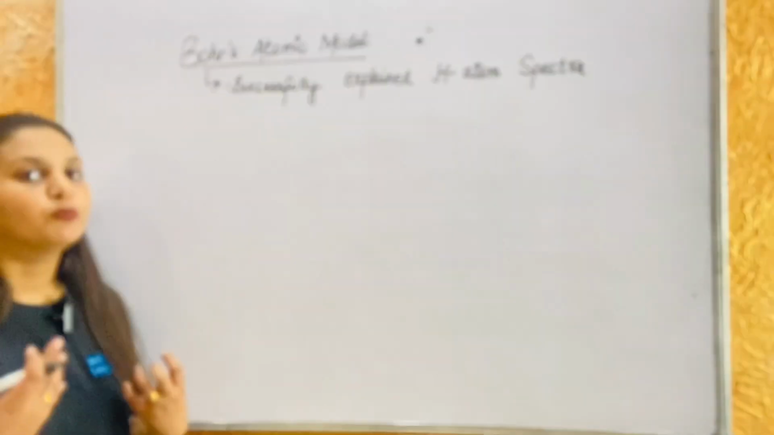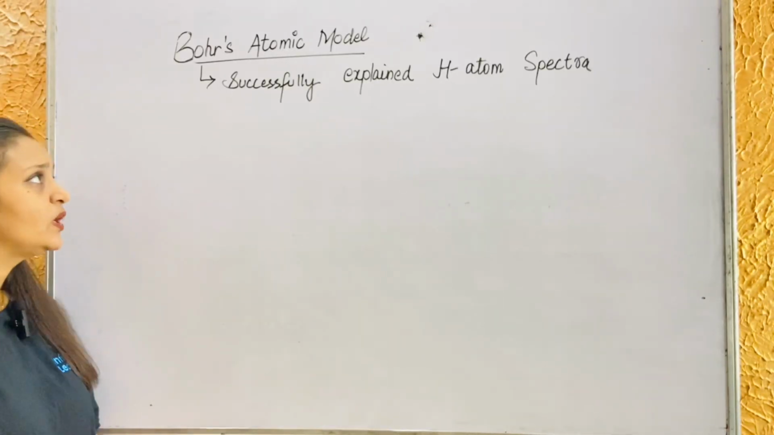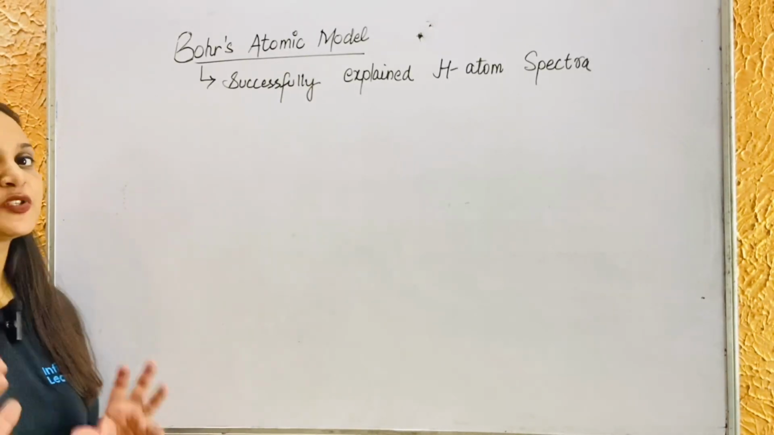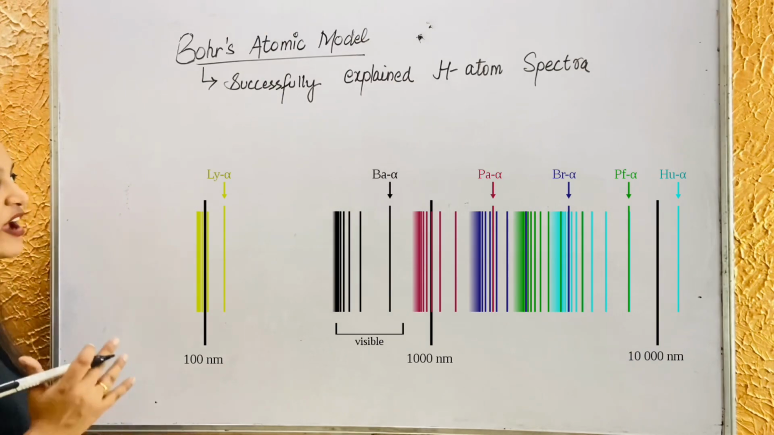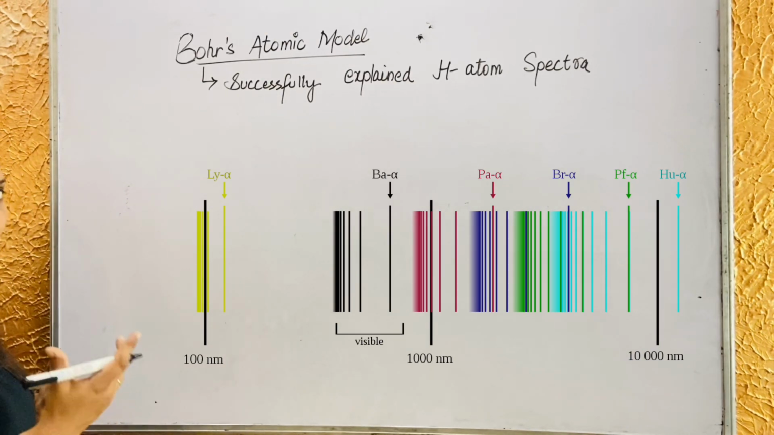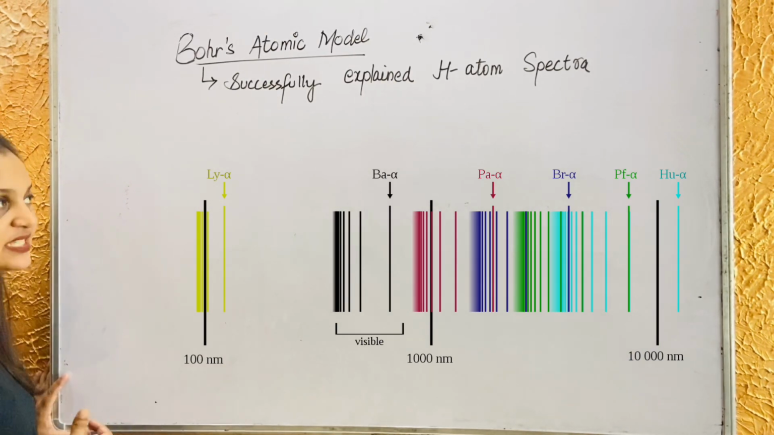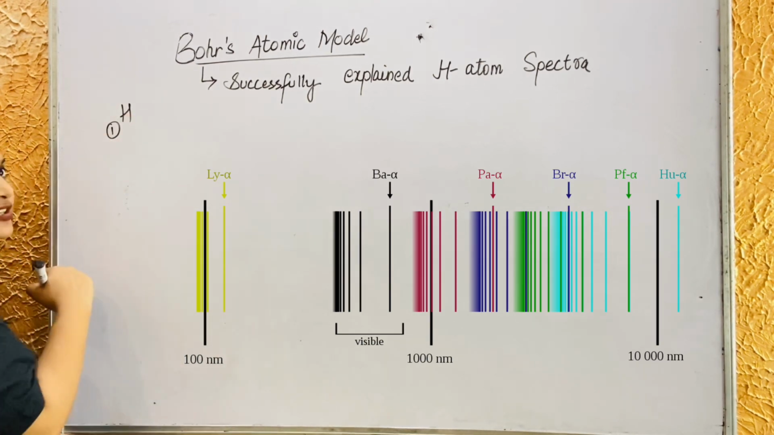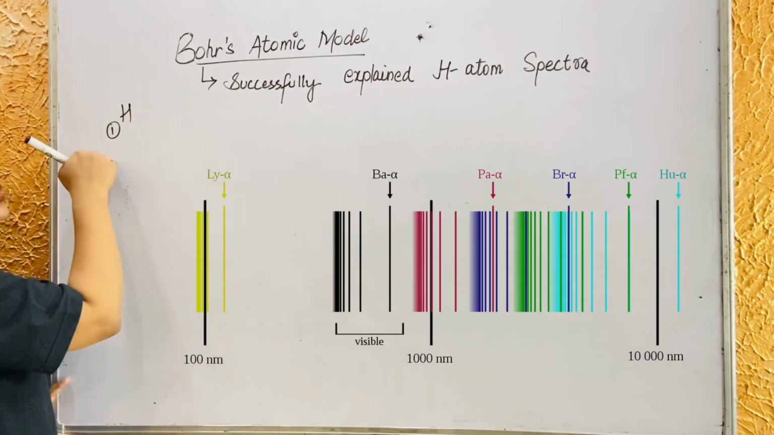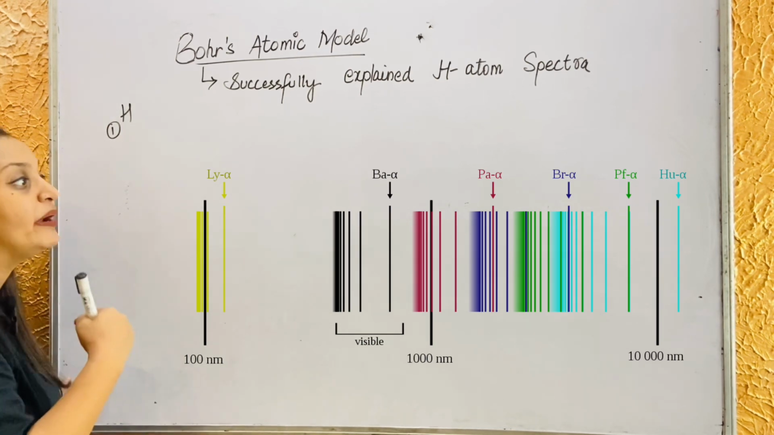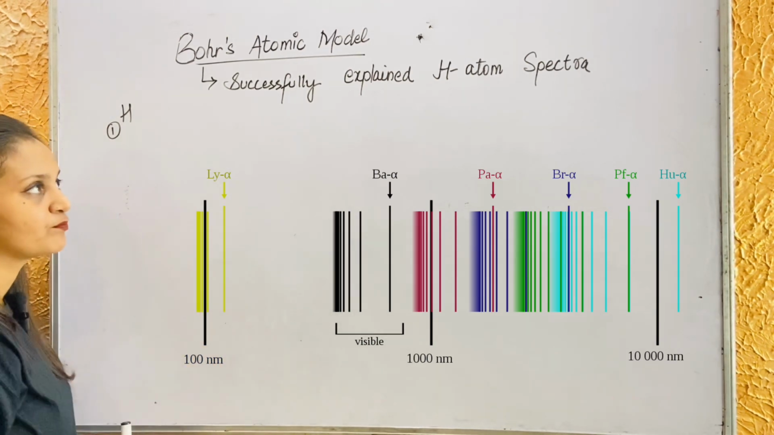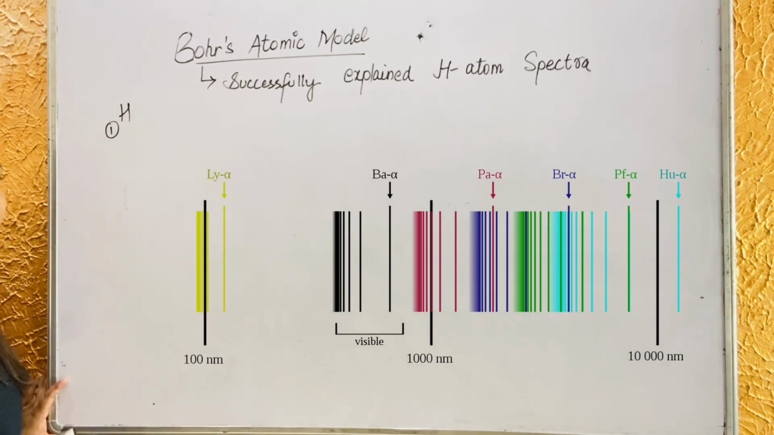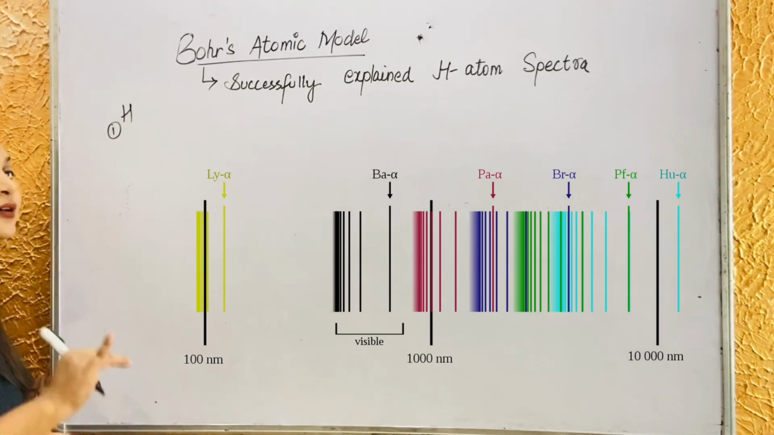Moving further, Bohr's atomic model successfully explained the hydrogen atom spectra. In the line spectra of the hydrogen atom, 5 series were obtained: the Lyman series, Balmer series, Paschen series, Brackett series, and Pfund series. People were quite amazed that hydrogen has only one electron. How can an atom with only one electron have multiple lines in its line spectra? So Bohr successfully explained the phenomenon.